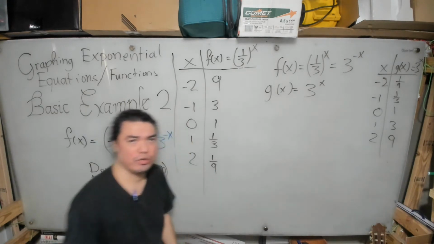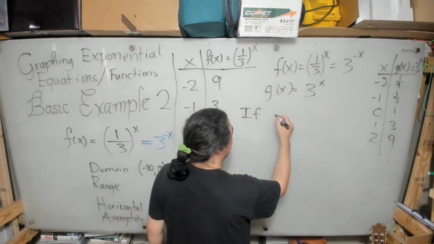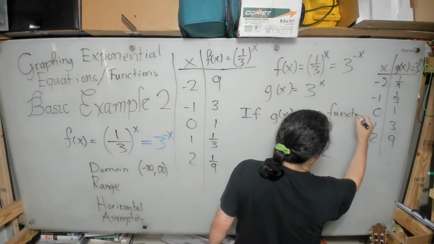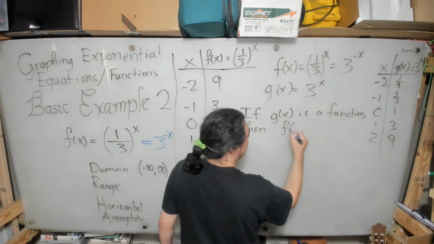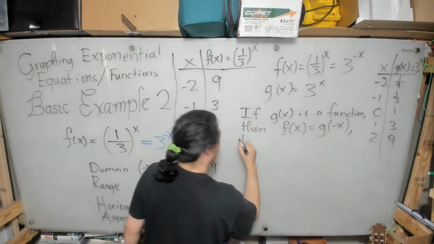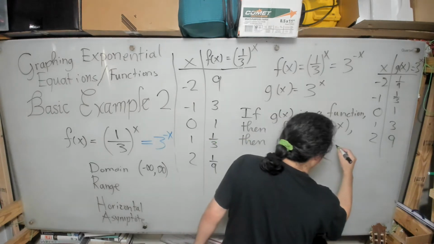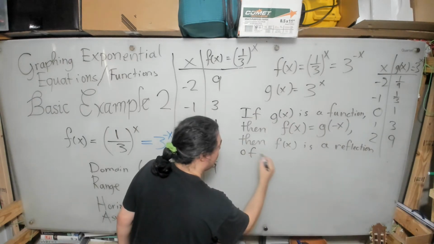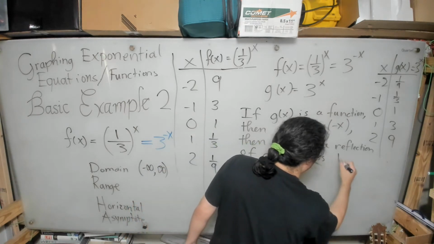Now, from our transformation videos, we know that if, let's say, g of x is a function, and I can write the function f of x as g of negative x, then f of x is a reflection of g of x across the y-axis.